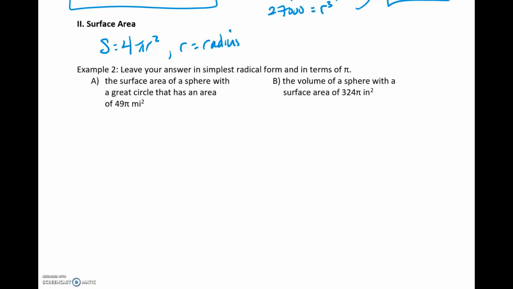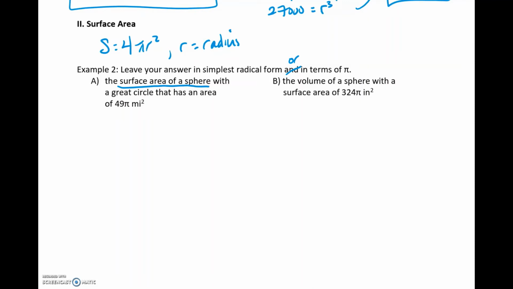All right, so just 2 examples of how to work with this surface area formula. So again, we're going to leave our answer in simplest radical form if we need to, or in terms of pi, so basically not rounding. But again, I could always ask you to round, so use the pi button to practice rounding. So example 2a, we want to find the surface area of a sphere with a great circle that has an area of 49 pi square miles.